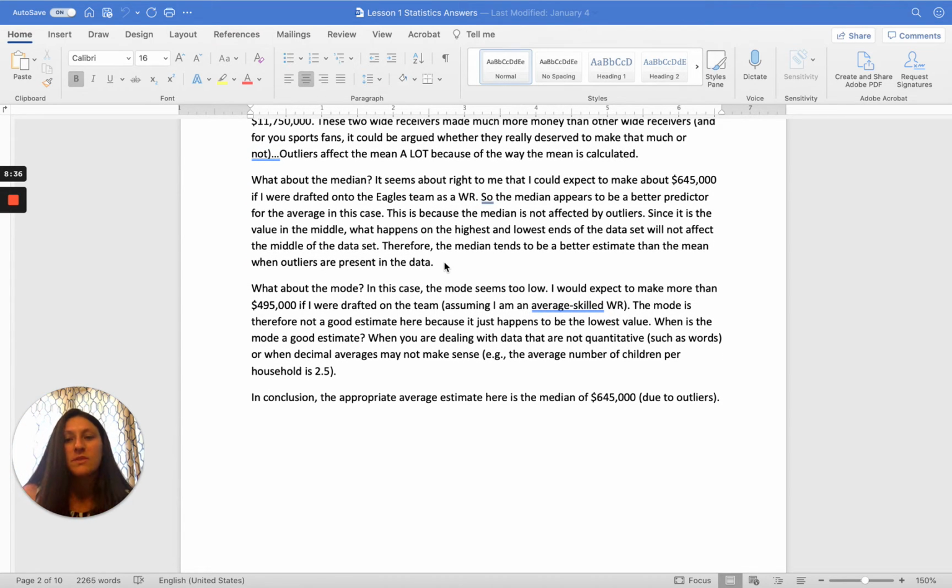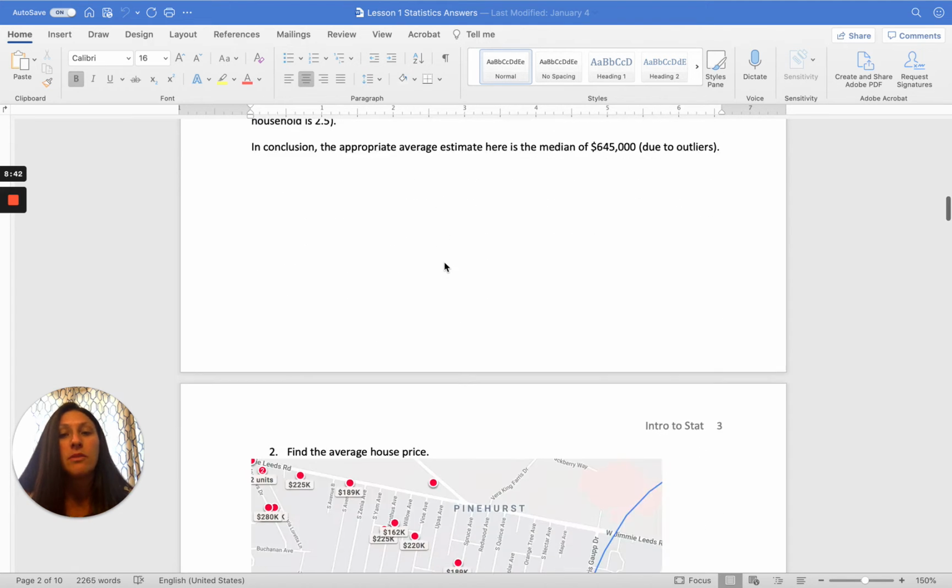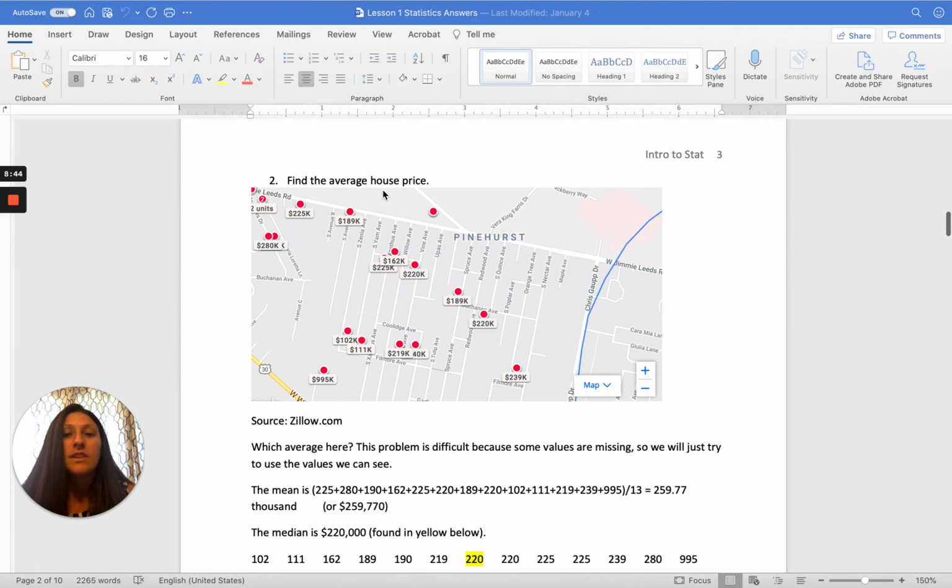So I don't want you to just be doing meaningless calculations. I want you to think about which average, the mean, median, or mode, would be the most appropriate. So let's look at this housing price example. I took a picture of this on Zillow. You might recognize this area.